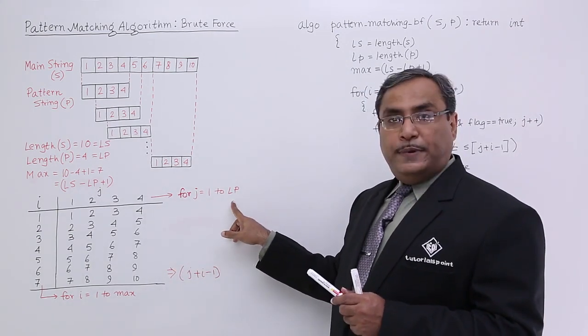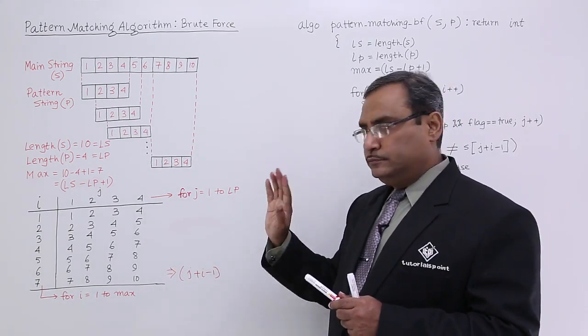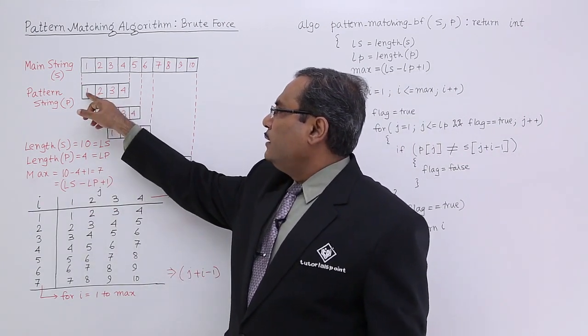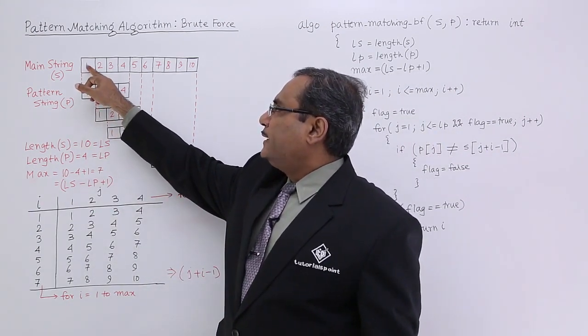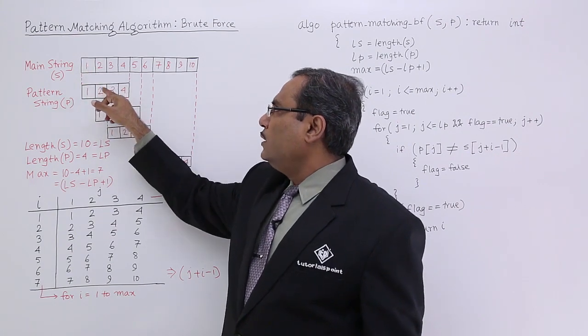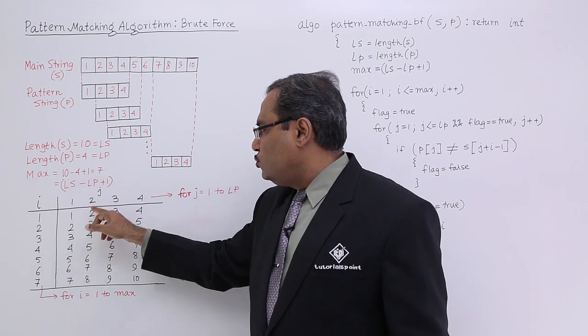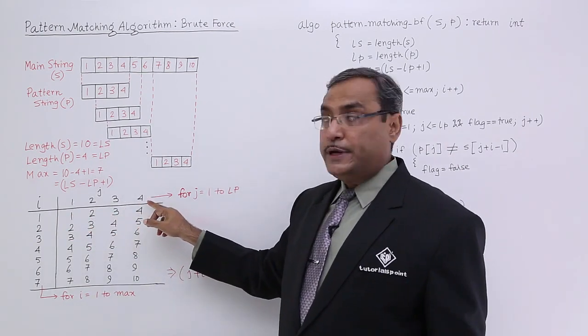For 1 to LP, in this way I can write. Now, when you are placing this one, the character 1 will be compared with the character 1 on the main string. So 1, 1, 2, 2, 3, 3, 4, 4. In the first place, 1, 1, 2, 2, 3, 3, 4, 4 will be compared.